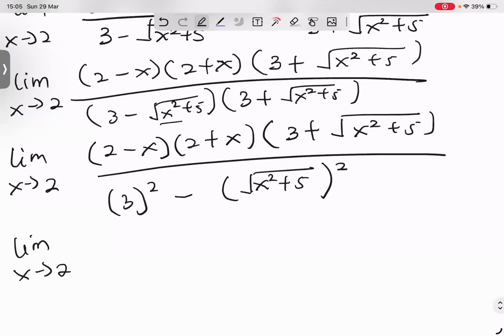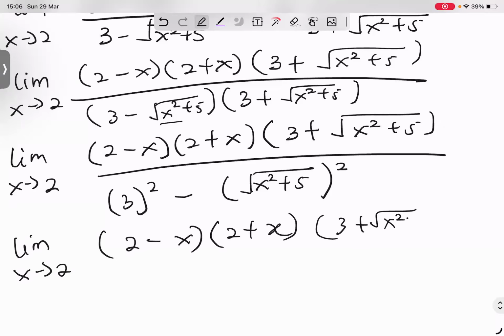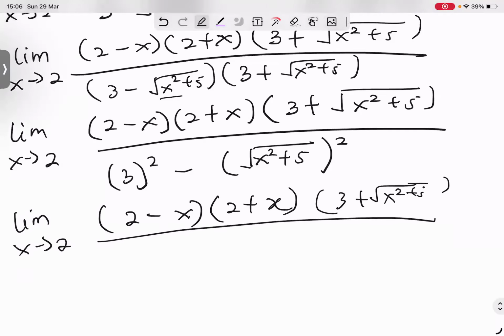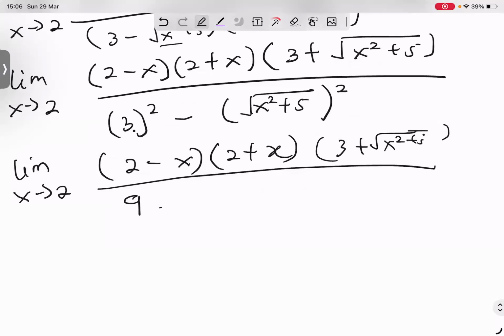Limit as x approaches 2 of (2 minus x)(2 plus x)(3 plus root of x squared plus 5), divided by 3 squared, which gives us 9, minus the square and the square root. They cancel each other, so I'll have x squared plus 5. If you open the bracket, then the minus affects the x squared, and it also affects the 5. So at the denominator, I'll have minus x squared minus 5. 9 minus 5 gives us 4.